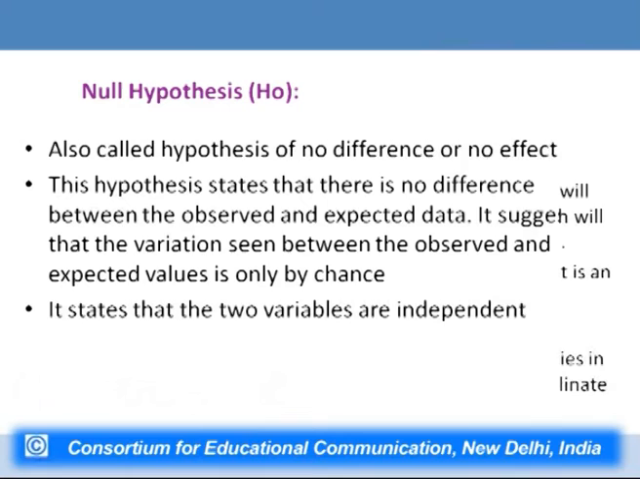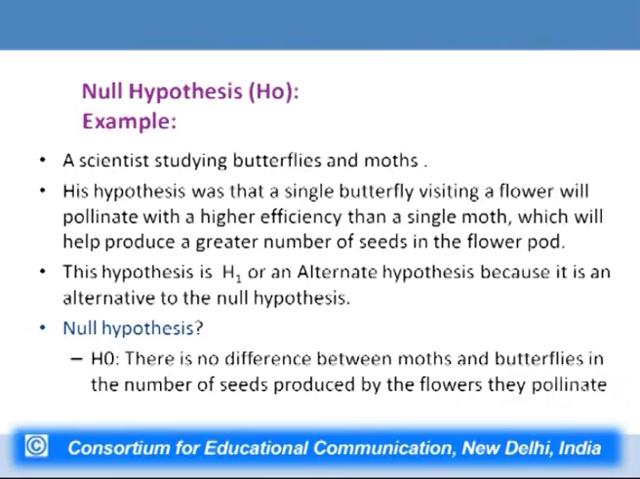For example, if a scientist is studying butterflies and moths and assumes that they show different pollination patterns, he hypothesizes that a single butterfly visiting a flower will pollinate with higher efficiency than a single moth, which will help in production of a greater number of seeds in the flower pod visited by the butterfly. But the null hypothesis for this case will be that there is no difference between moths and butterflies in their pollinating efficiency, and therefore no difference in the number of seeds produced by the flowers they pollinate.